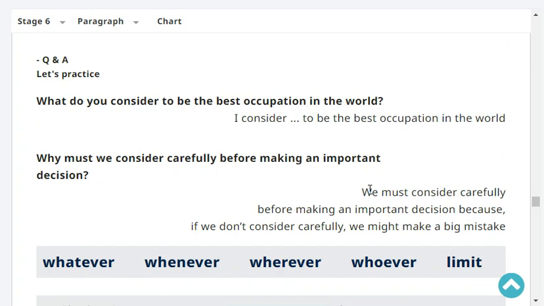Let's practice. What do you consider to be the best occupation in the world? I consider my occupation to be the best occupation in the world. Very good.